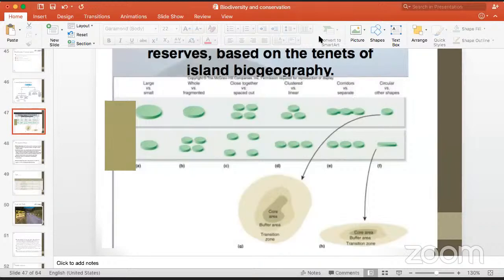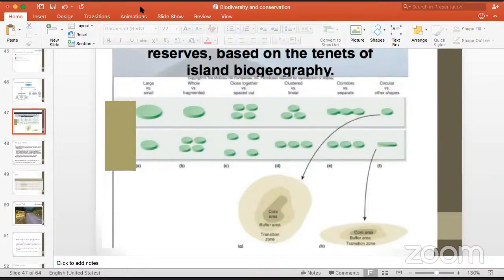Yes, so now look at it. It should be circular. Why? Now look at this design, a linear design. What happens in the linear design? The distance from the core to the outside of the national park is very less.